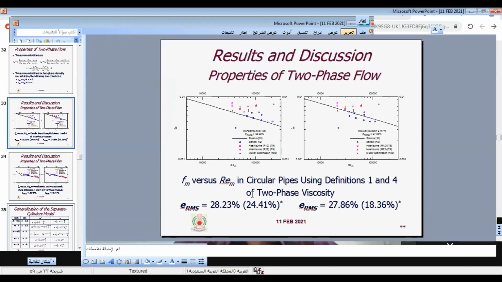I tried to validate these three definitions using data for circular pipe and data for mini channel and macro channel. Usually in a circular pipe, the flow is turbulent, so I use the equation of friction factor equal to 0.079 over Reynolds to the power 1/4. And I find my new definition gives a good prediction with the lowest root mean square error value.